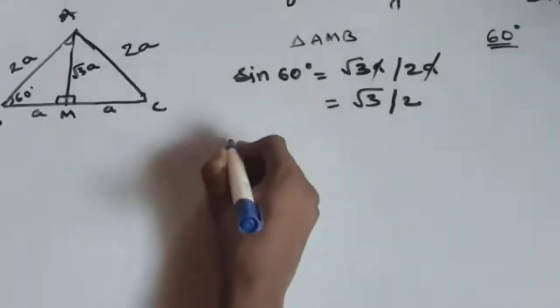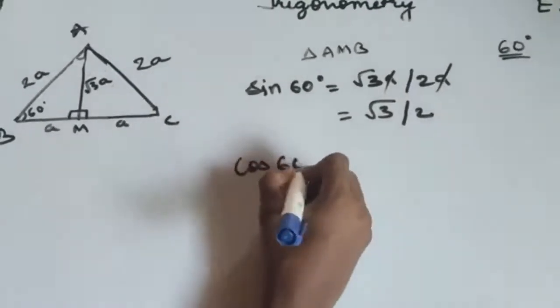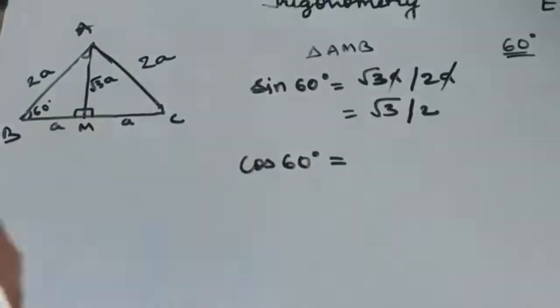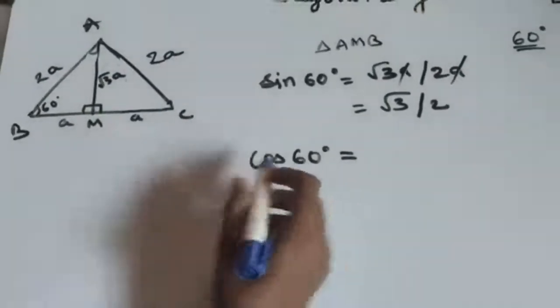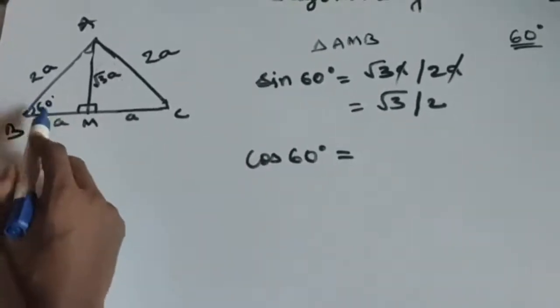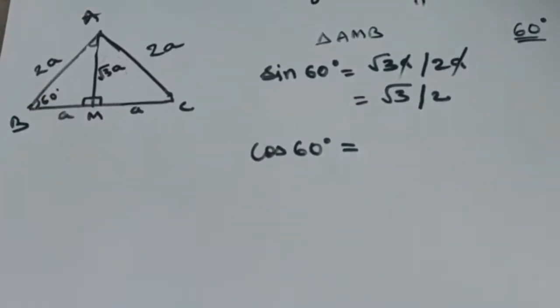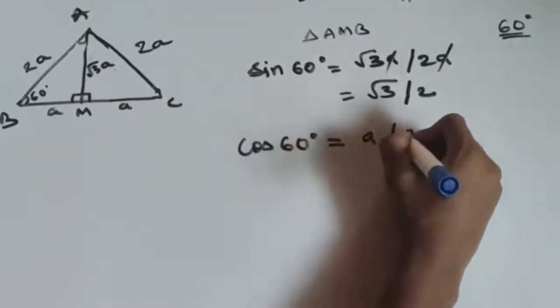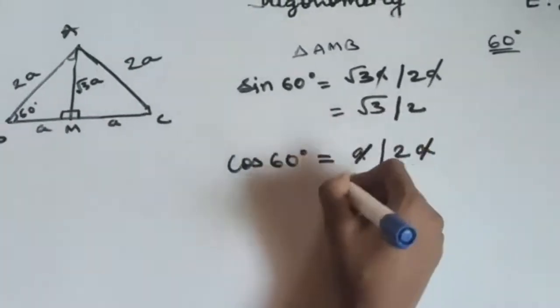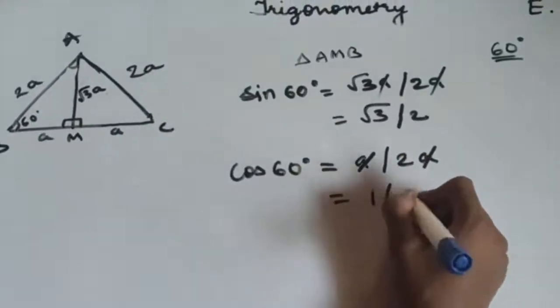Okay. Now cos 60 degree. I know you might have already written all the values. For cos 60 degree, it is adjacent upon hypotenuse. So the adjacent side has value A, and the hypotenuse has value 2A. A gets cancelled. What we get is 1 upon 2.